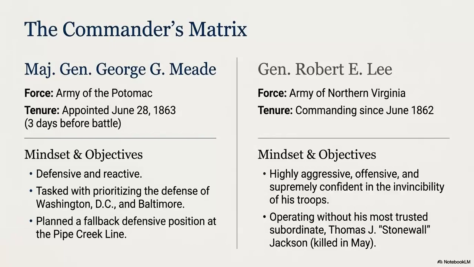Conversely, General Robert E. Lee commands the Confederate Army of Northern Virginia, a post he has held since June 1862. Lee is highly aggressive, offensive, and supremely confident in his troops' invincibility. However, he is crucially operating without his most trusted subordinate, Thomas J. Stonewall Jackson, who was killed that May.